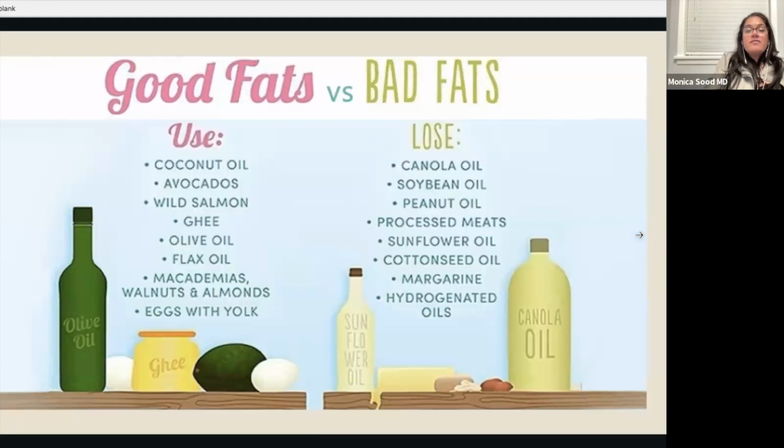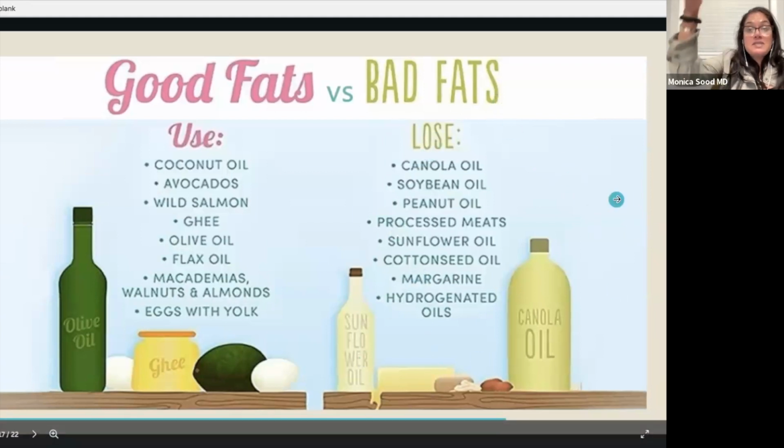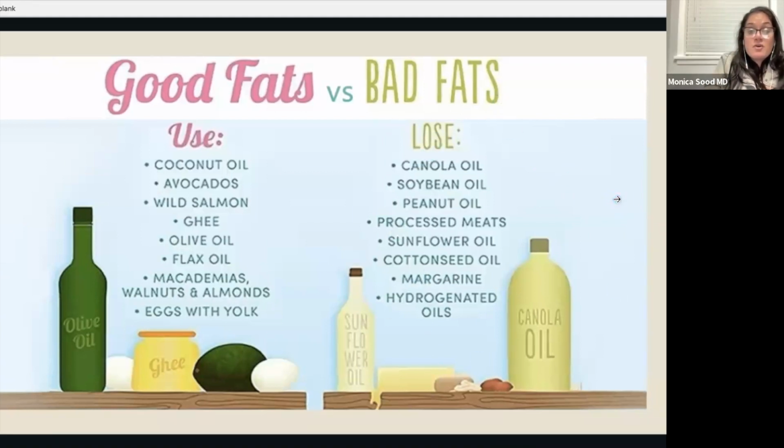Now, getting back to the good fats versus the bad fats, again, these are all things that are going to cause inflammation, and they can be tested. People test this in the blood when your inflammation markers go up. So I would try to stay away from these types of oils and processed meats. And we should try to increase more of these good fats because it does lower the LDL. And it helps with that cell membrane that I was talking about.